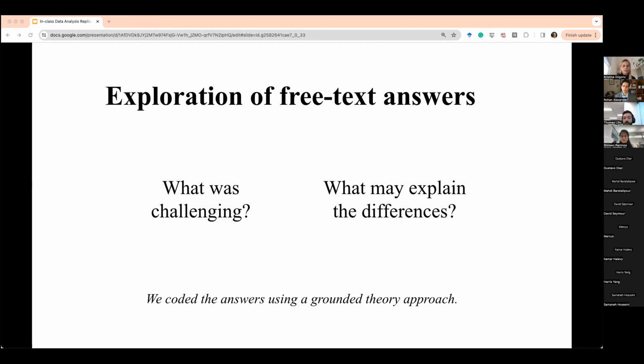So we had 2 researchers independently read a random sample of answers and produce topics. It's a kind of inductive coding where topics emerge. Then the topics were compared and discussed until we reached an agreement, and we merged similar topics if necessary. This was done iteratively until no new topics were discovered, and the majority of the answers were covered.